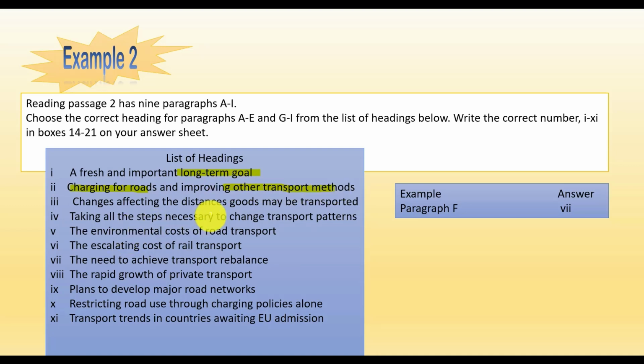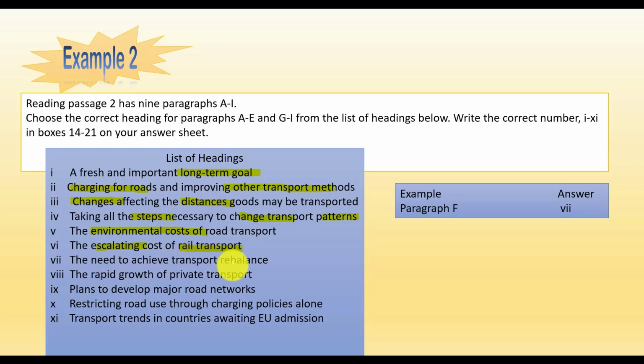Changes affecting the distances goods may be transported. Changes is very important because it's plural, and distances is also very important. Taking all steps necessary to change transport patterns. Steps is very important because it's plural, as I said to you before. Patterns is also a plural noun. The environmental costs of road transport. Environmental costs. As you see, this option is completely different from the last 4 options. The escalating cost of rail transport. It is about rail transport and escalating cost. Escalating cost is our narrower, and our keyword is rail transport.